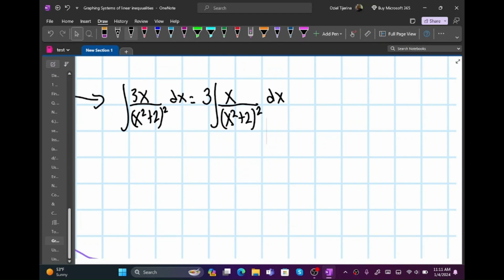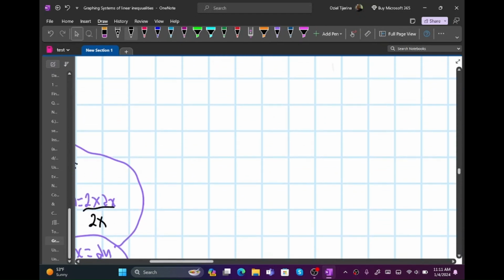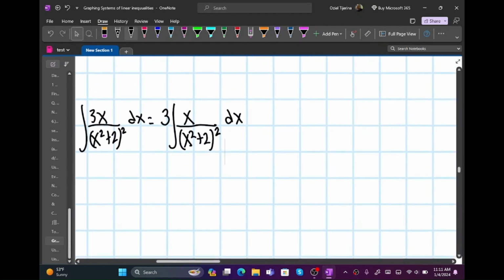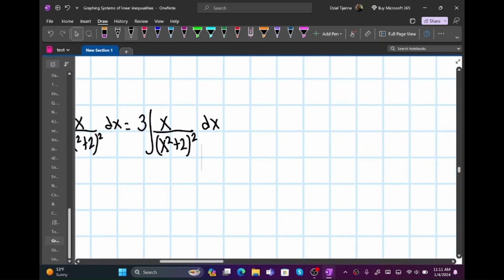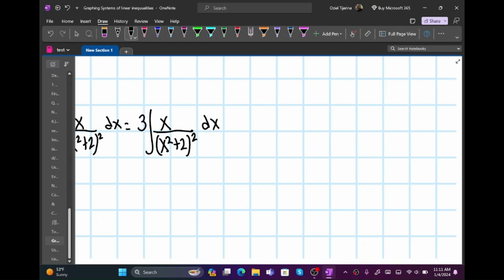So we're going to integrate this. Again, we're going to use u substitution for both of these, really. So we let u equal x squared plus 2. And again, du will be 2x dx.